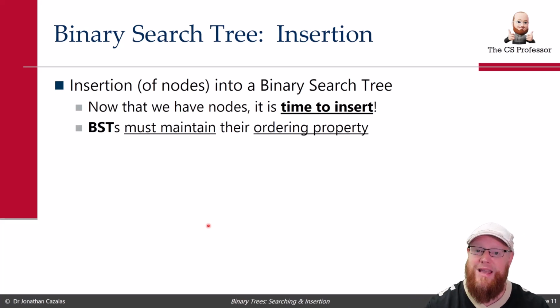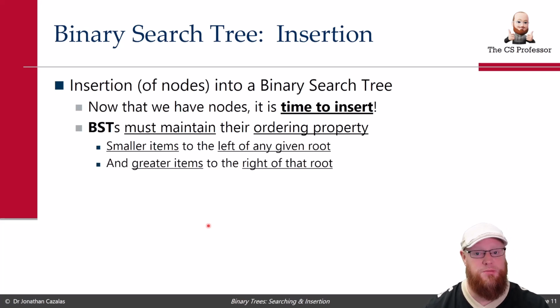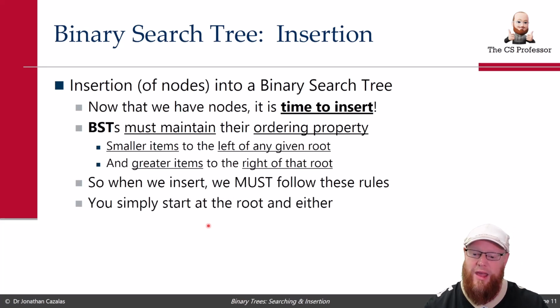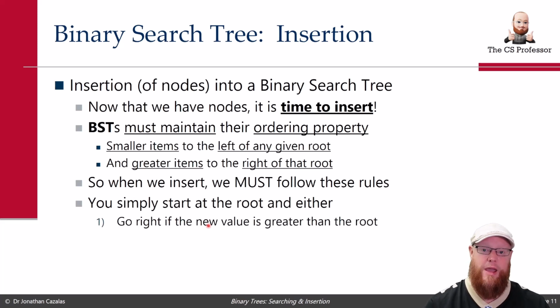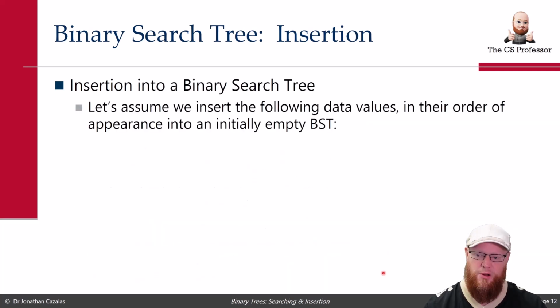We have to maintain this ordering property, which means whenever we're inserting a new node, it either needs to go to the left of the previous node, or it needs to go to the right of the node based off of that rule. Smaller to the left, and then greater or larger items go to the right. And we have to strictly follow this rule. We're going to start at the root, and we either go right if it's larger, or we go left if it is smaller, and we keep doing this until when? Until we arrive at an empty position. And an example will make this super clear.